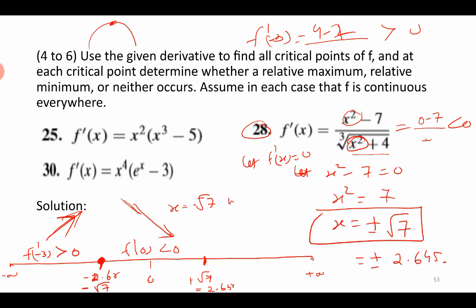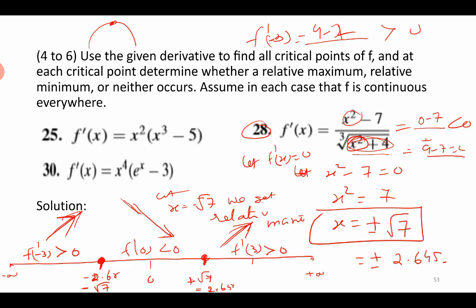So write down: x is equal to negative root 7, we get a relative maximum. And try the right side of positive root 7, which is around 2.65. So take 3 here. Is f prime of 3 positive or negative? Check the same equation. What is it? 3 square is 9 minus 7 is 2. So the numerator is positive, the denominator is always positive. It is positive, so it is increasing again.